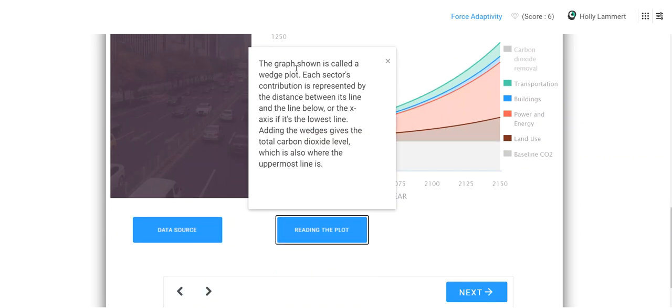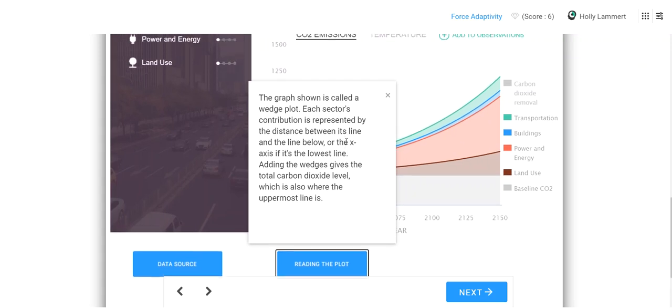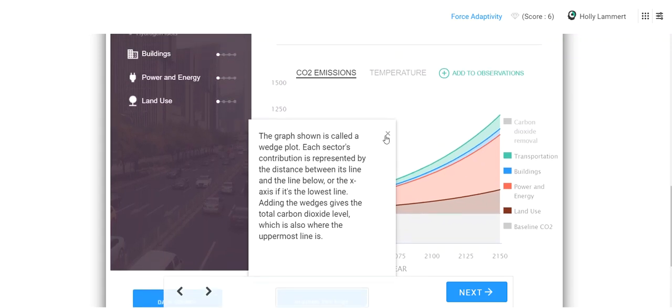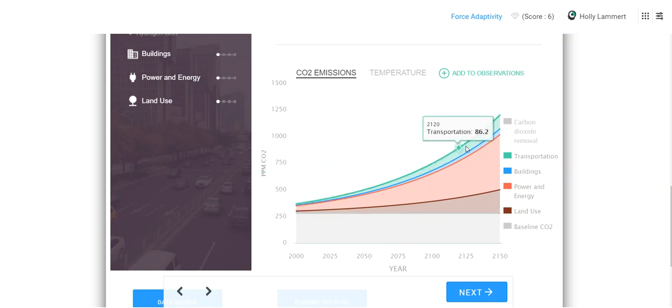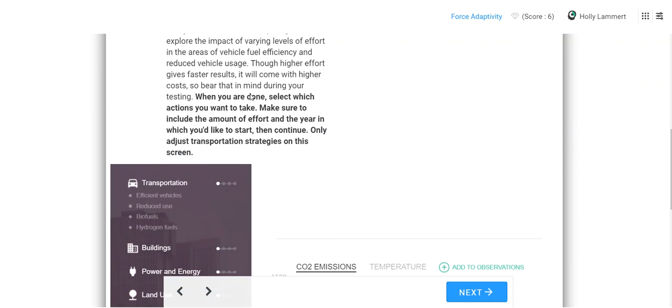Let's read the plot. The graph shown is called a wedge plot. Each sector's contribution is represented by the distance between its line and the line below, or the x-axis if it's the lowest line. Adding the wedges gives the carbon dioxide level, which is also where the uppermost line is. Okay, so here's total carbon dioxide, and then this wedge is from transportation, that's from buildings, that's from power and energy, and that's from land use.